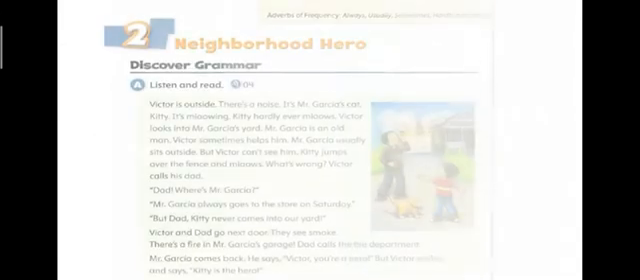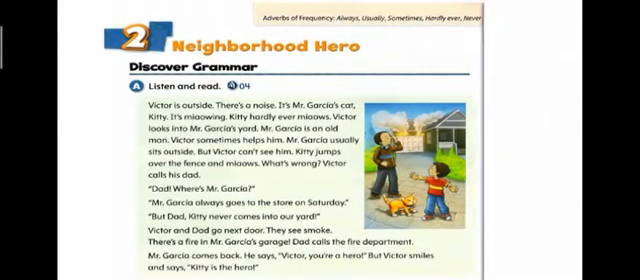Let's get started. First, we are starting with the adverbs of frequency, and we have this small story called Neighborhood Hero. The story has 4 characters: the little kid called Victor and his dad, and their neighbor Mr. Garcia and his cat called Kitty. Let's read the story.